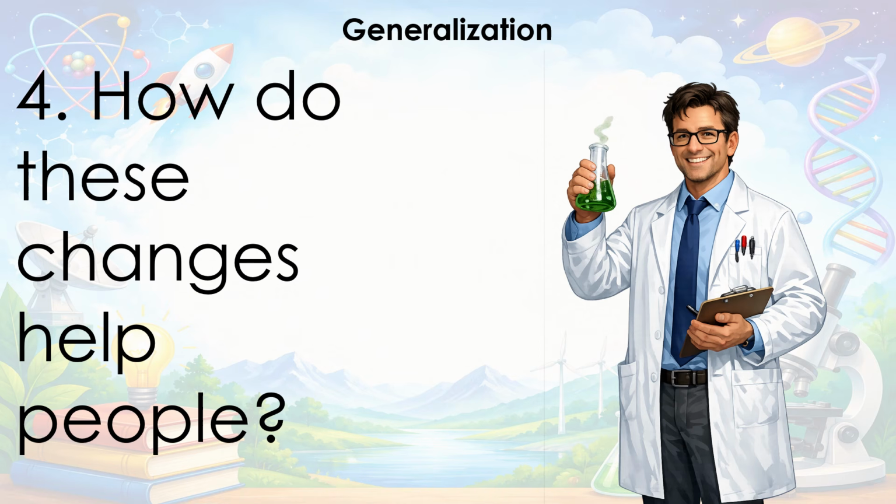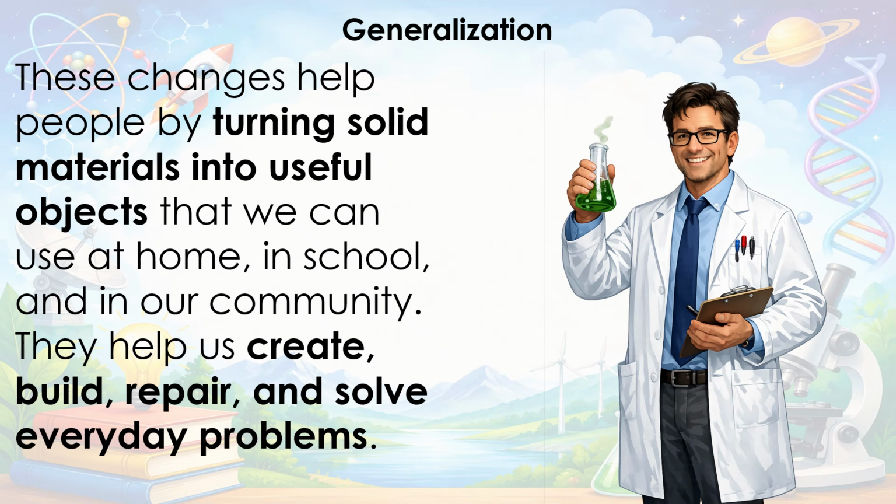Next question. How do these changes help people? Think about our five processes. How does shaping help? How does pressing help? How does hammering help? How does joining help? And how does cutting help? These changes help people by turning solid materials into useful objects that we can use at home, in school, and in our community. They help us create, build, repair, and solve everyday problems.